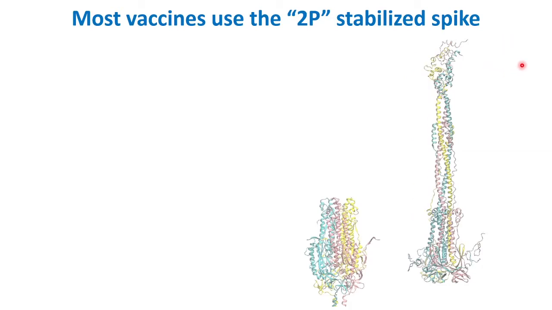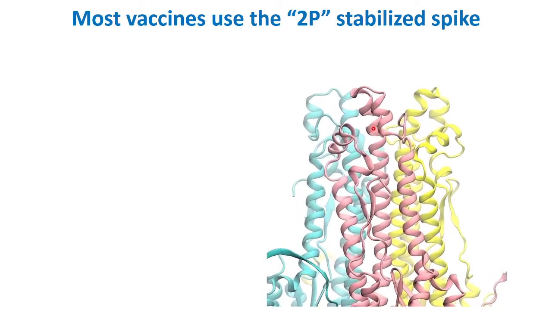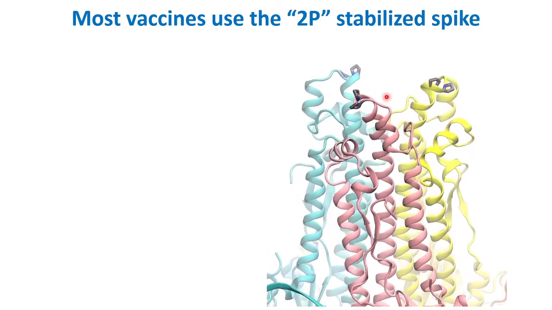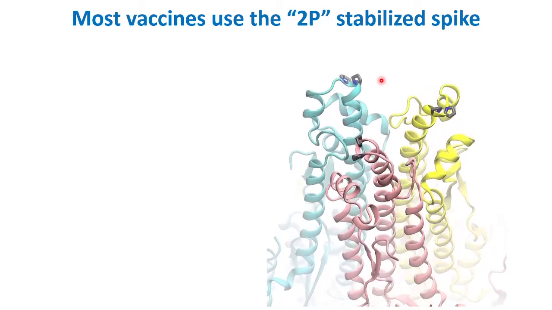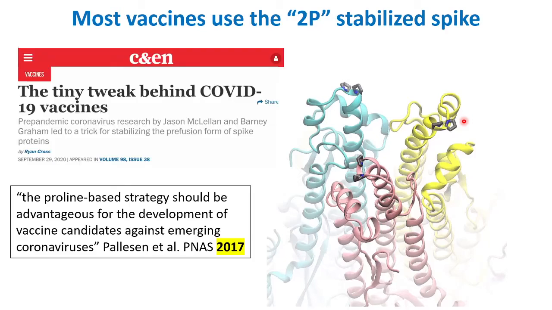So some extremely clever people figured out that, and if you know things about proteins, you know that if you put a proline amino acid in, it's a very unusual amino acid with a ring on the backbone. Those do not like being in helices. And so they put two prolines in a row. P stands for proline, and so this is the 2P. Two prolines in a row, in all three of these, and that doesn't happen anymore. And that makes it stable in the pre-fusion structure, and that is in every one of the vaccines.